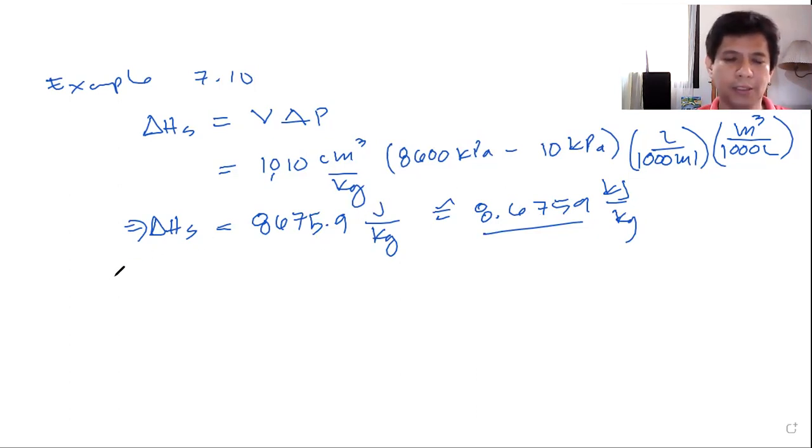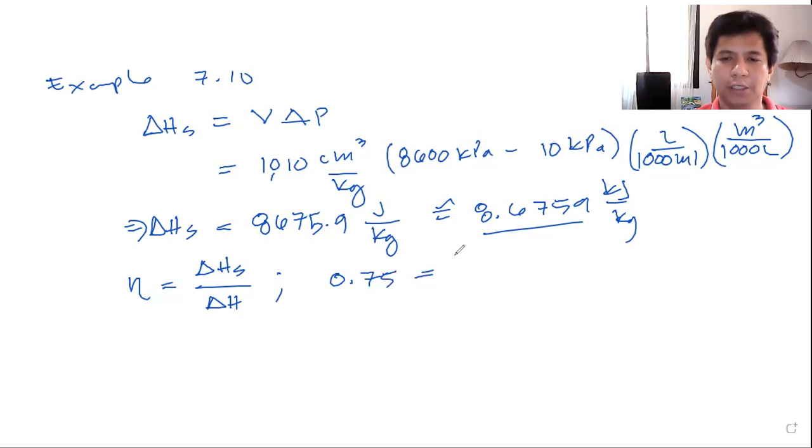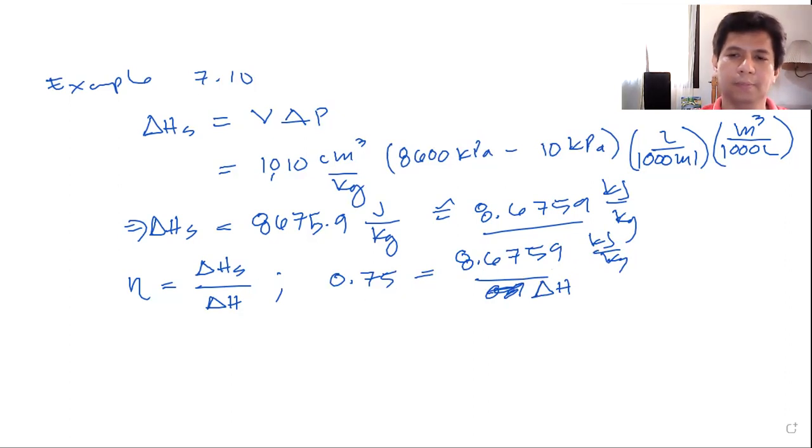Okay? Then let's use the efficiency equation to calculate delta H. The delta H is equal to the WS. The delta HS above is smaller; the delta H is the one below. It's given that the efficiency of our pump is 0.75. Our delta HS is 8.6759 kilojoules per kilogram, divided by 0.75. This is delta H now. Okay? Delta H.